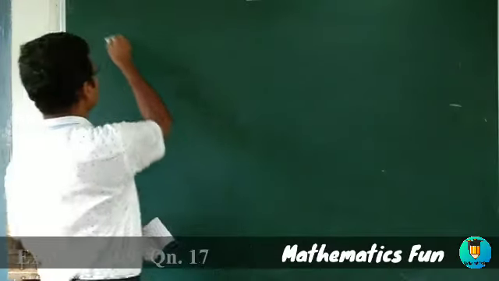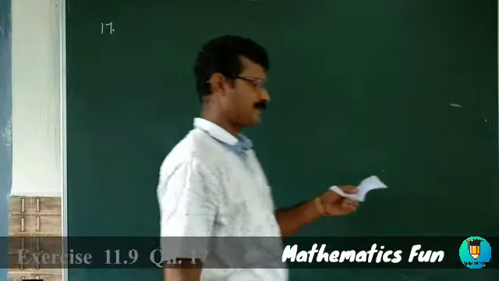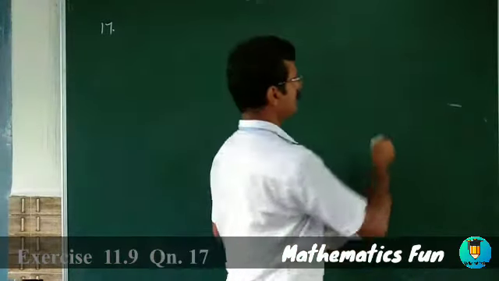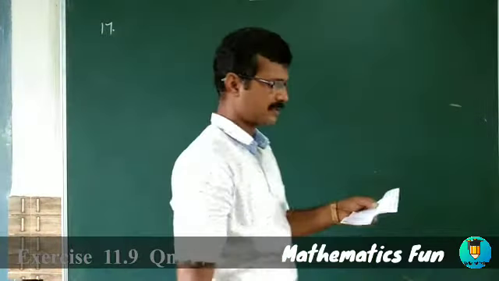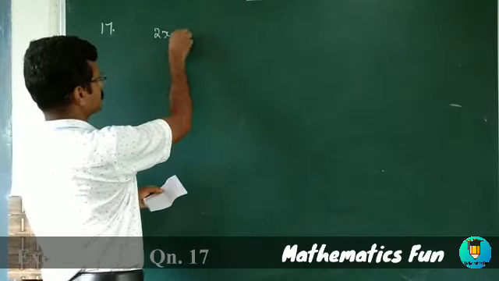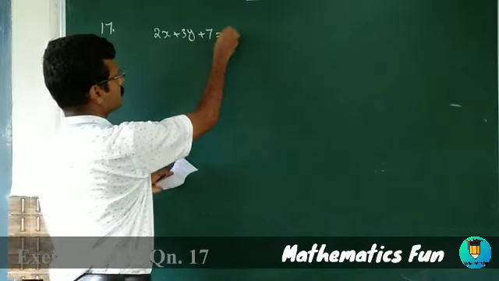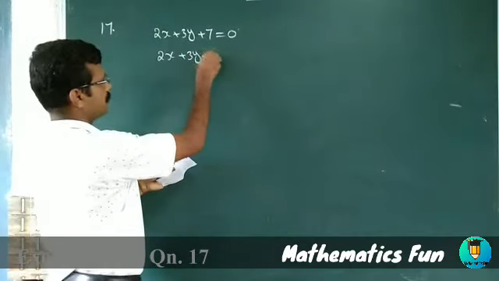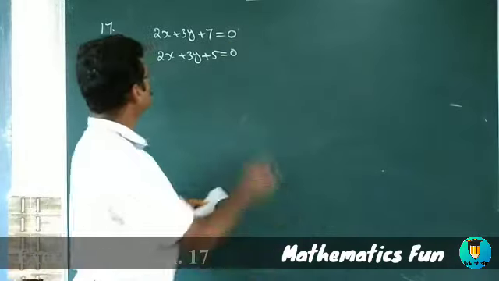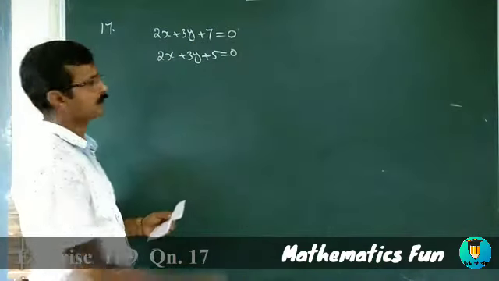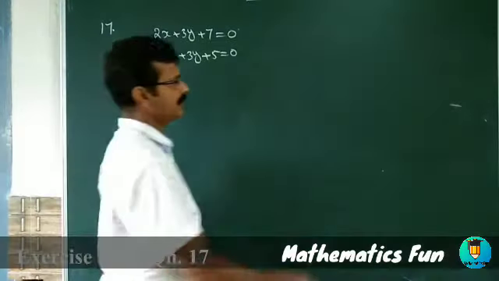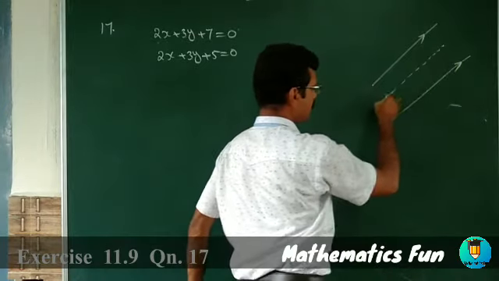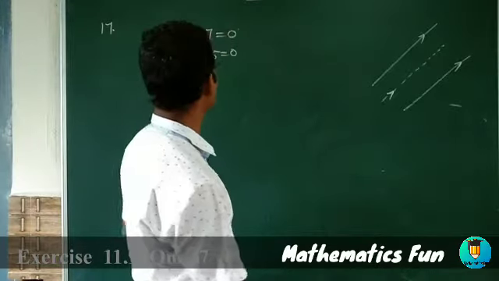Next, question number 17. Here the question is: find the equation of the line which lies midway between the lines. One of the lines is given 2x plus 3y plus 7 is equal to 0. Another one is 2x plus 3y plus 5 is equal to 0. If you observe, these two lines are parallel lines. Look at the coefficients 2, 3, here also 2, 3. The lines are parallel. So we need the line midway between, which is in the middle place. This line's equation we need.